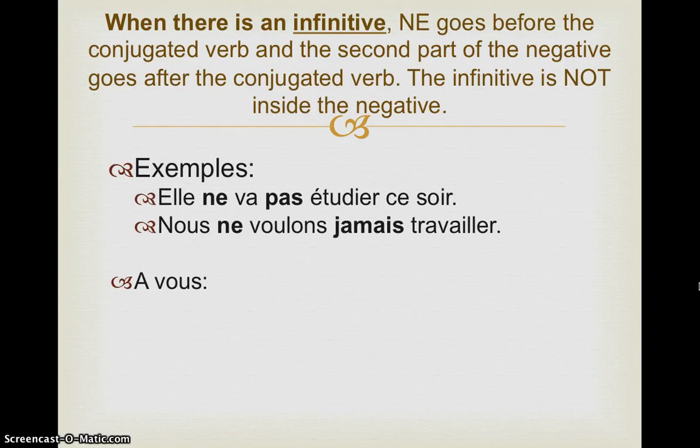Now let's talk about when there is an infinitive. And again, you've been doing this with ne pas and ne jamais. The ne goes before the conjugated verb, and the second part of the negative expression goes after the conjugated verb. The infinitive is not inside the negative expression. So for example, elle ne va pas étudier ce soir. Nous ne voulons jamais travailler.